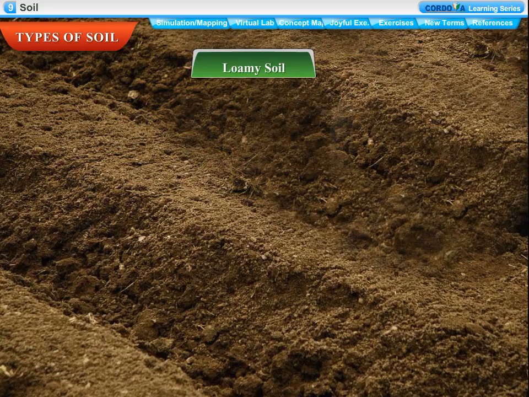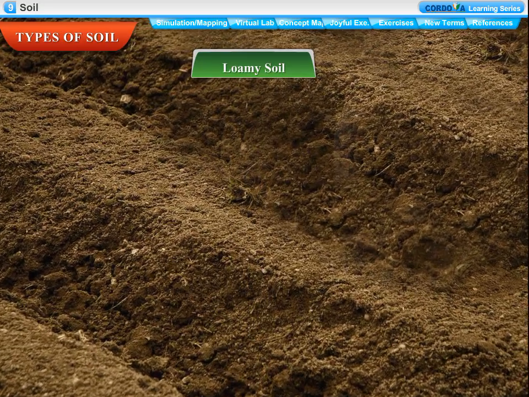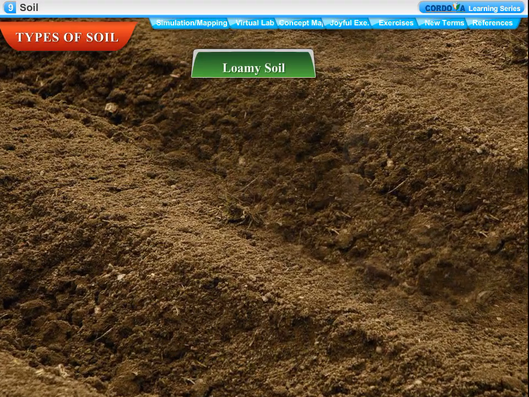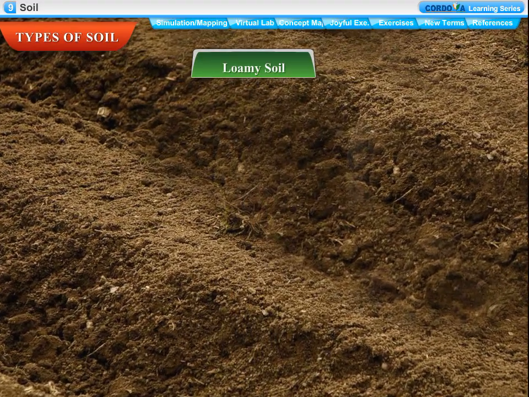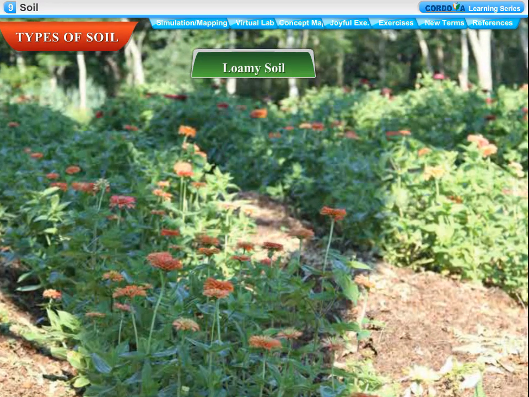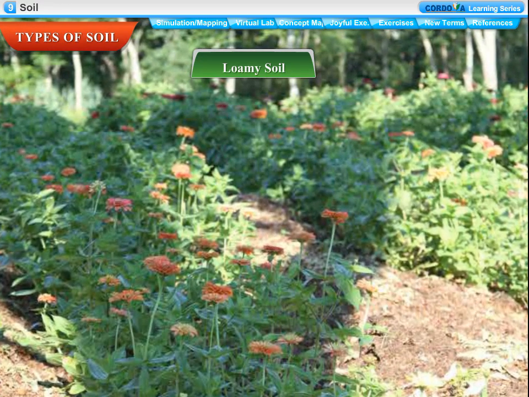Loamy soil. Loamy soil contains an equal amount of sand, large particles, and clay, small fine particles. It contains silt and humus also. In other words, loamy soils are the best for growing crops because of the following reasons.